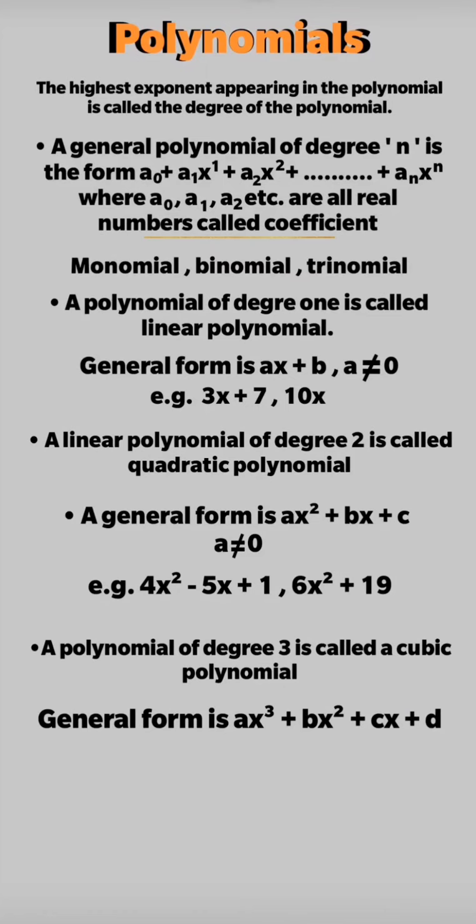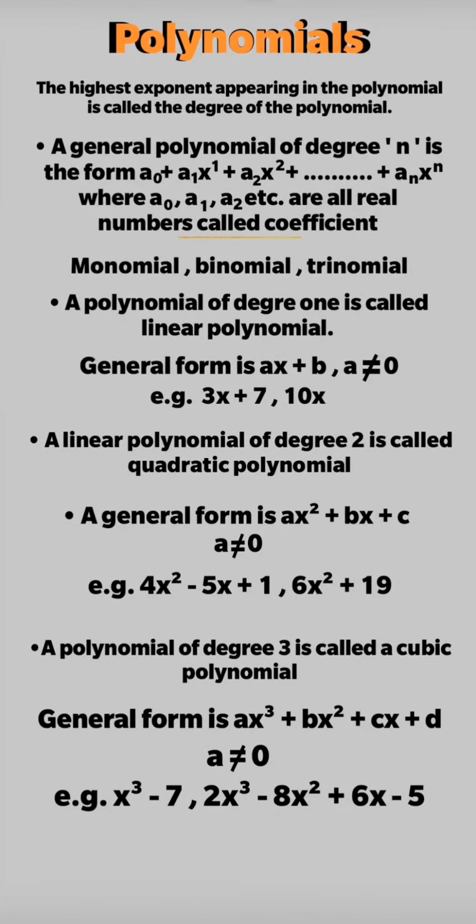A polynomial of degree 3 is called a cubic polynomial. General form of a cubic polynomial is ax cube plus bx square plus cx plus d, where a is not equal to 0. And examples here are x cube minus 7, a cubic binomial. Then we have here 2x cube minus 8x square plus 6x minus 5. In case of polynomial, we can use some other variable like y, a, t, etc.